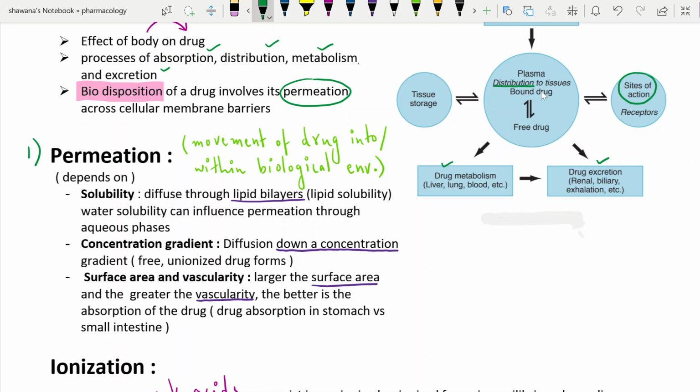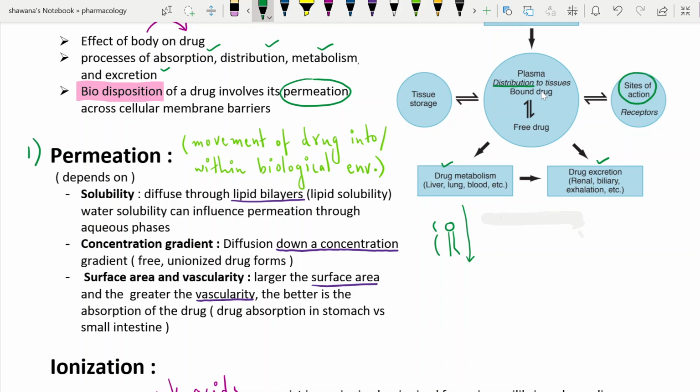First is the solubility. Solubility means how effectively the drug can diffuse through the lipid bilayers. The lipid bilayers, as you know, consist of phospholipids, with a hydrophilic head and hydrophobic tails. This is the hydrophilic head and hydrophobic tails, forming the phospholipid bilayer. So the solubility of the drug is a major factor as far as permeation is concerned.